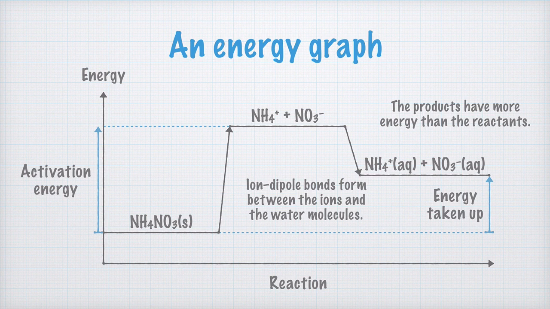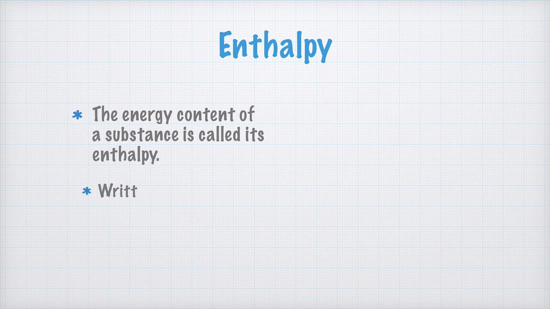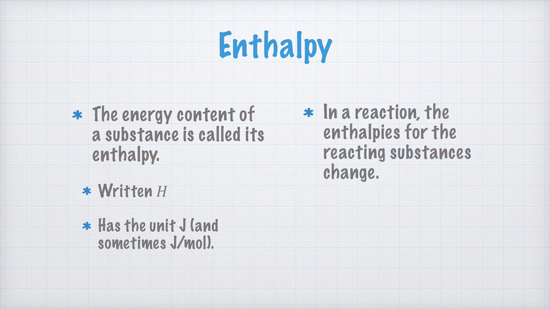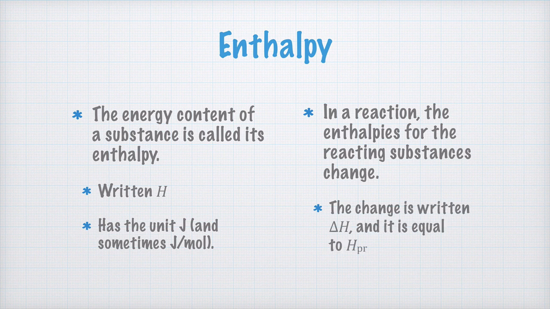Now that you've learned what happens in exothermic and endothermic reactions, we can discuss the concept of enthalpy. You see, the enthalpy is the energy content of a certain substance. We write it H and it has the unit joule, or sometimes joule per mole. In reactions, the enthalpies for the reacting substances change, just like I've shown in this video. The change is written delta H and is defined as the enthalpy of the products minus the enthalpy of the reactants. If you didn't completely understand what I mean here, it's okay, because this requires some explanation.